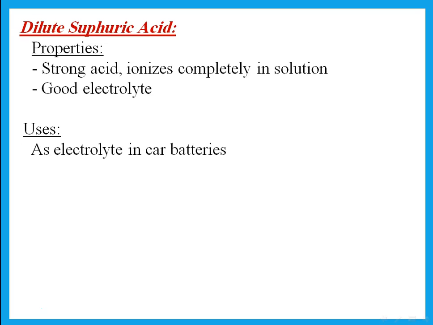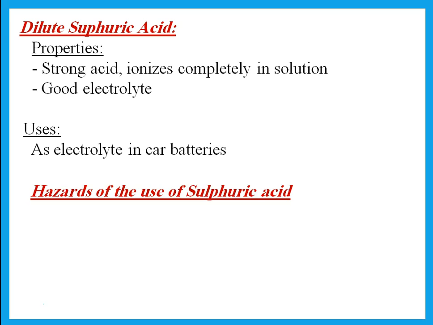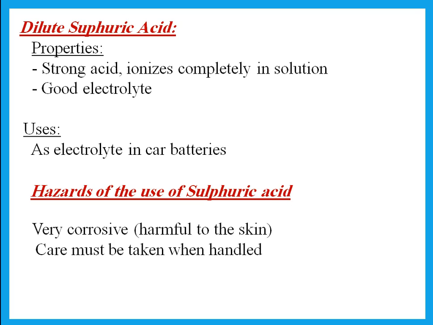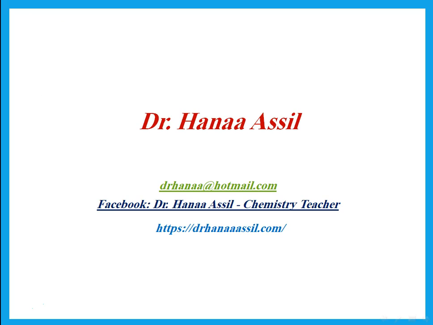Okay. The dilute sulfuric acid now has a lot of water, so it ionizes completely in solution. It's a strong acid and it's a good electrolyte, and this is the one that we use in car batteries. What are the hazards of the use of sulfuric acid? Do you understand the meaning of the word hazard? Hazard means the danger of using sulfuric acid. Remember that sulfuric acid is very corrosive, harmful to the skin, so care must be taken when handled. So a precaution would be to wear gloves or wear eye protection.